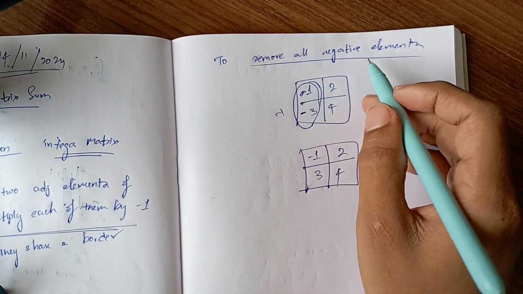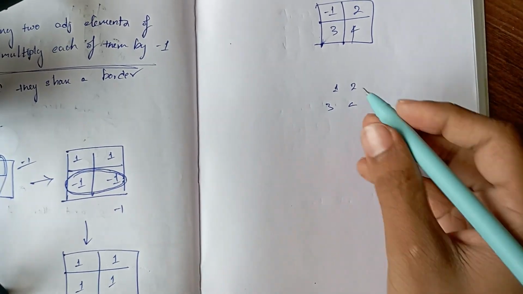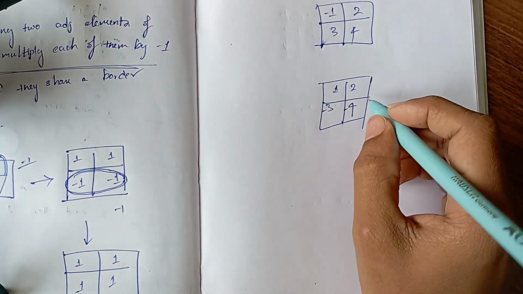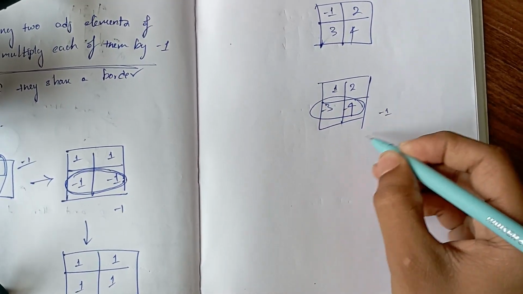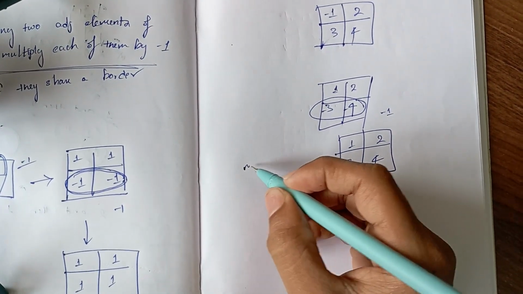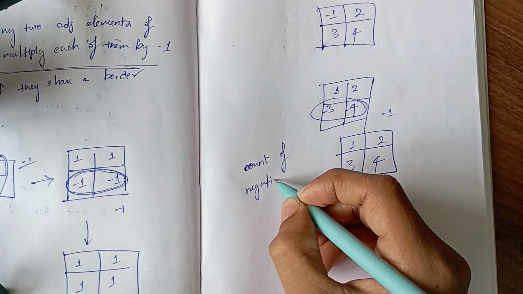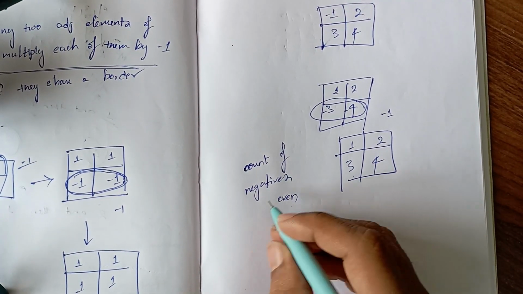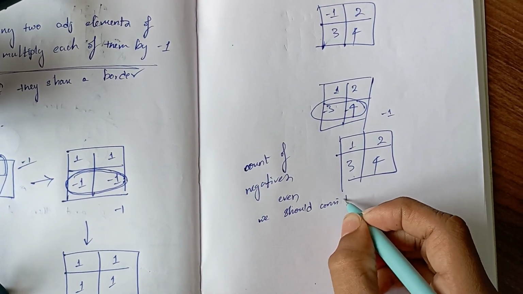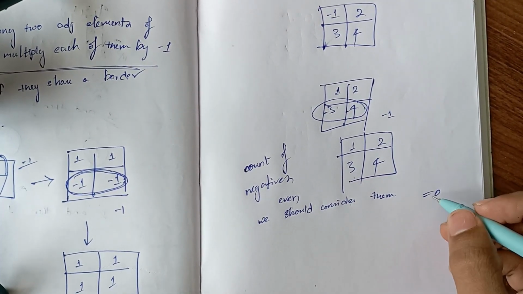So to remove all negative elements, for example, if we have 1 2 3 4 with two negatives, in this case if you multiply these two with -1, you will be getting 1 2 3 4. So we can say that if the count of negatives is even, we need not consider them, as they can become zero. That means we can make them all positive.